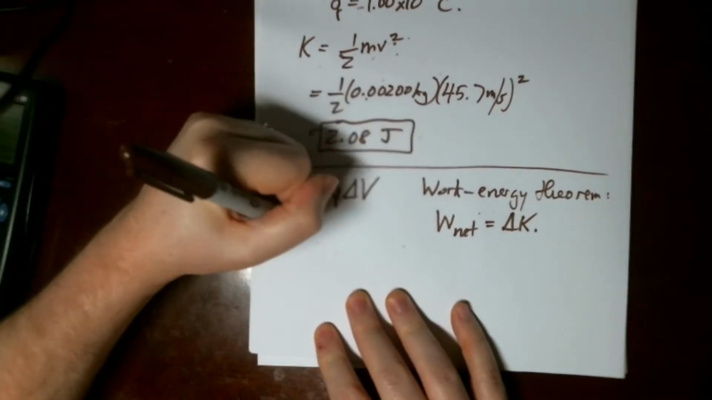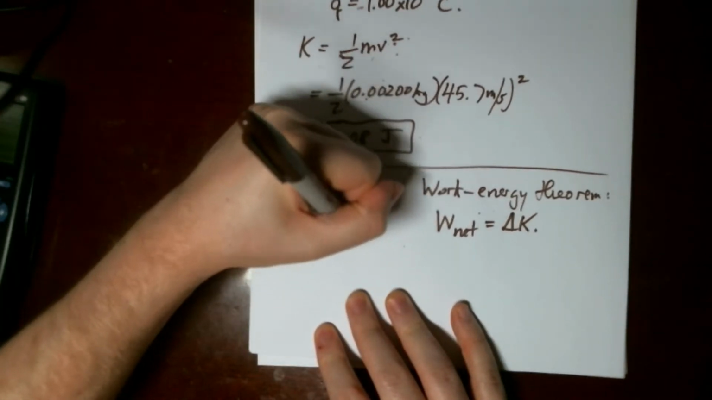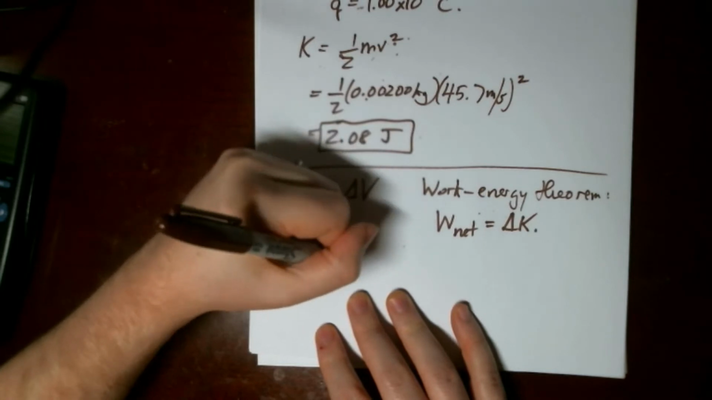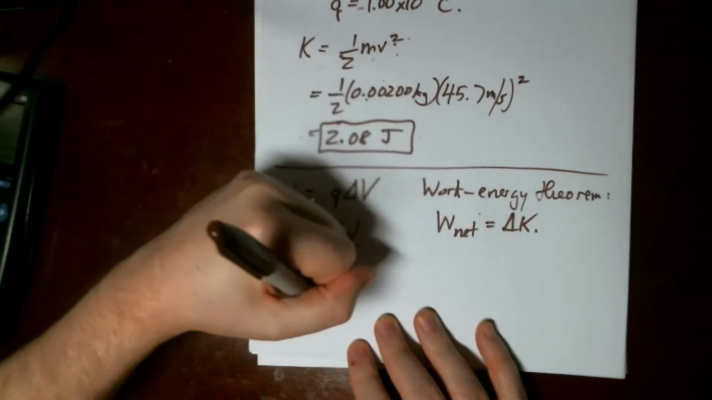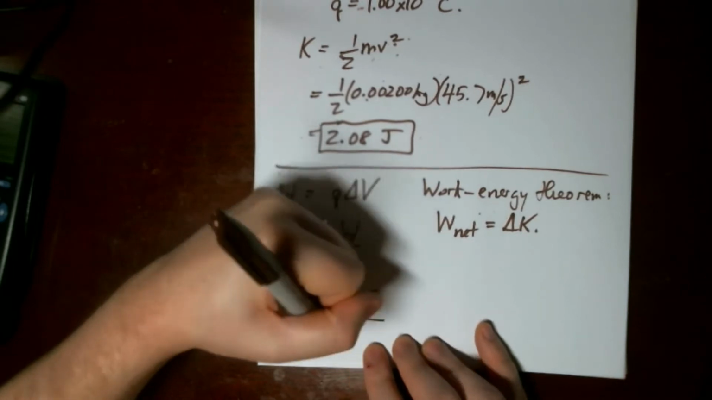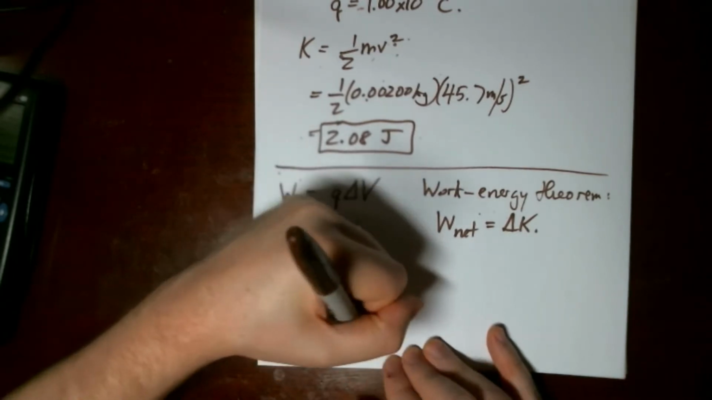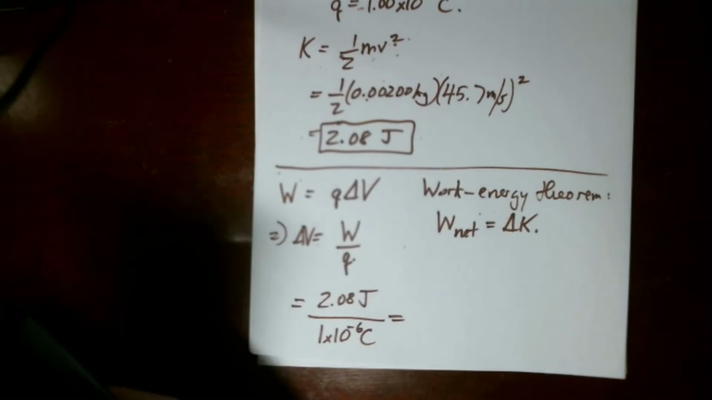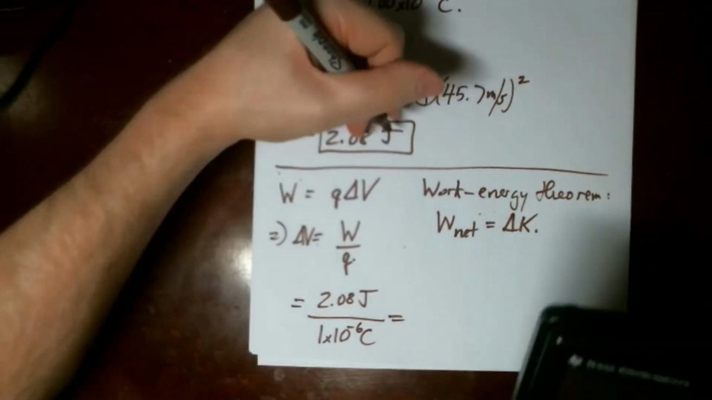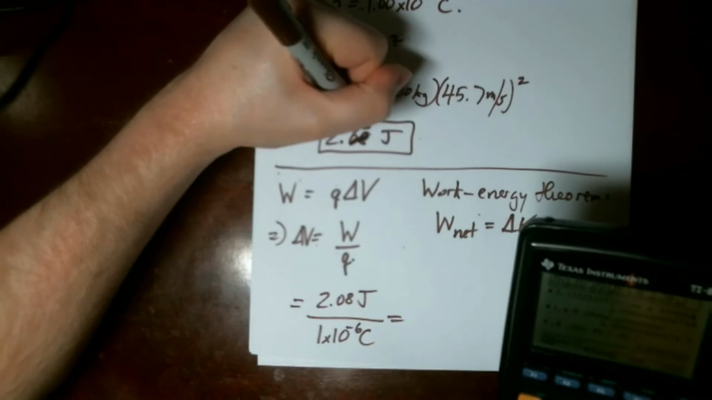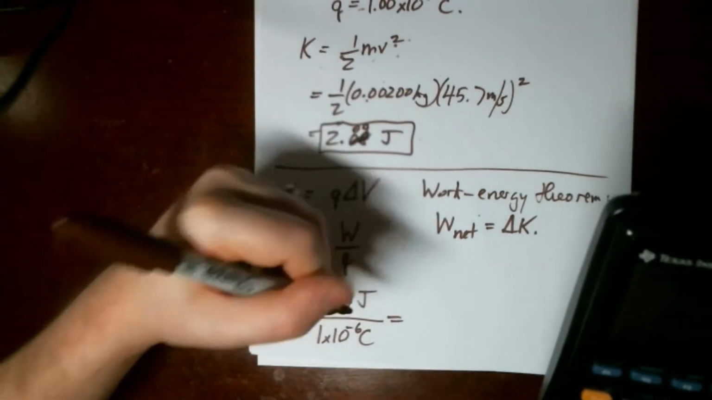So let's solve this for delta V. It's going to be W over Q. So let's see, W is 2.08 joules over 1 times 10 to the minus 6 coulombs. I'm sorry, this should be 2.09, not 2.08. It's not a big difference.